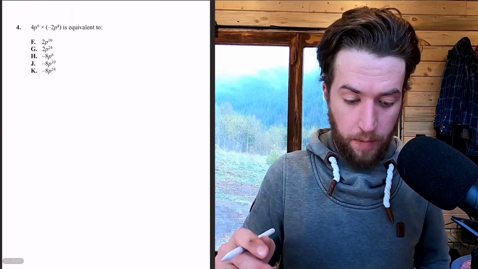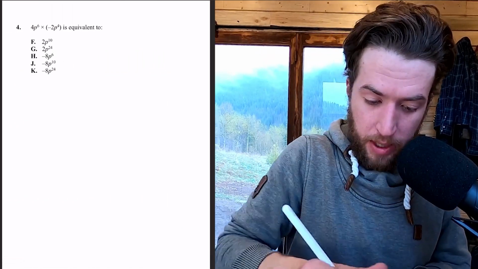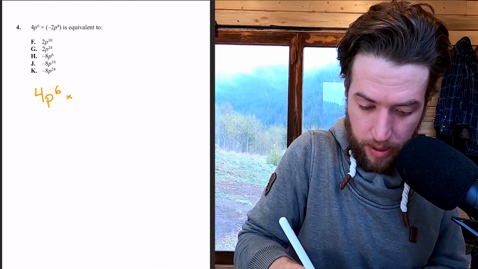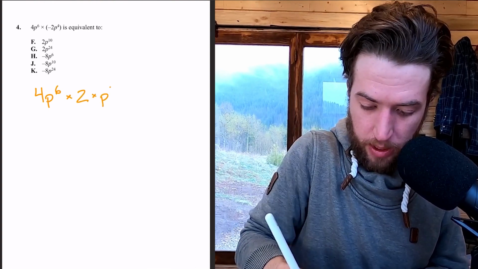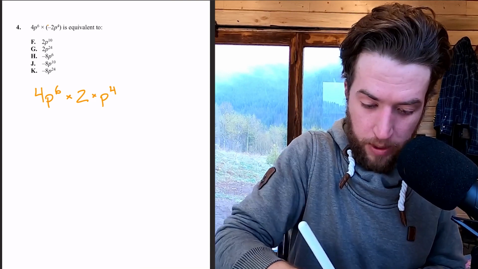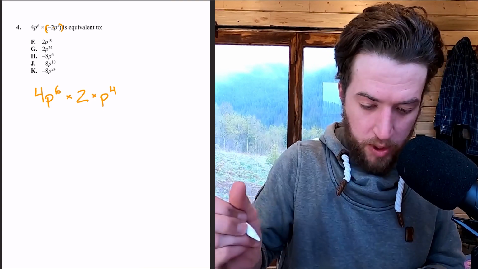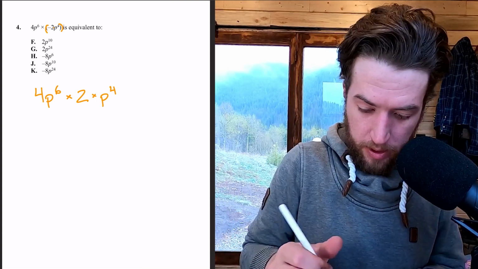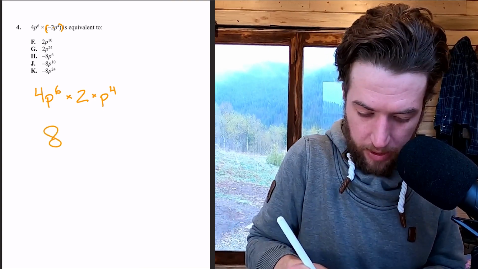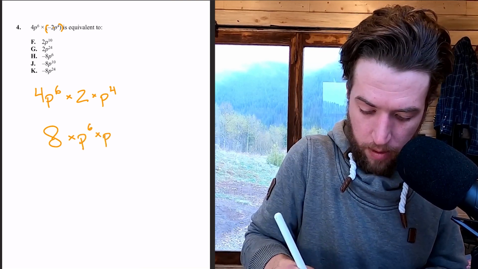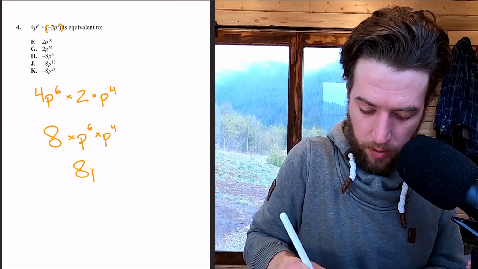All right, so 4p to the 6th times negative 2 times p to the 4th. I know they have parentheses here, but yeah, the negative 2 is just multiplied to the p to the 4th. So this is equal to 4 times 2, which is 8, times p to the 6th times p to the 4th, which is 10 p's overall. So 8p to the 10th.